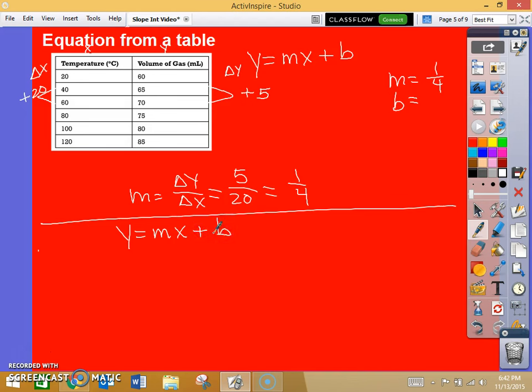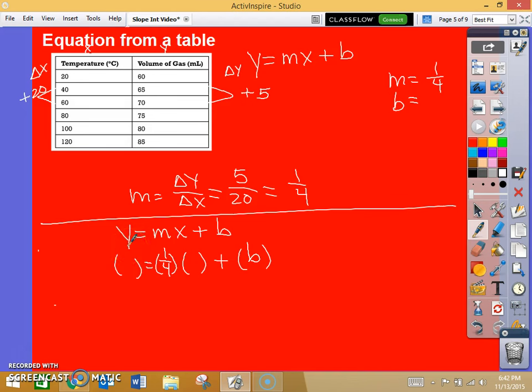So this is really 4 different pieces of information. There's a y value, an m value, an x value, and a b value. We don't know b because that's what we're looking for. We just figured out m, which is 1 over 4. But we need to find some x's and some y values.